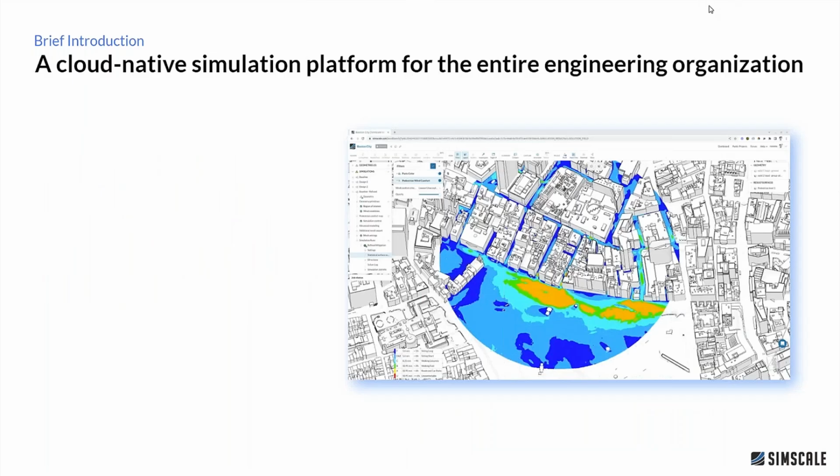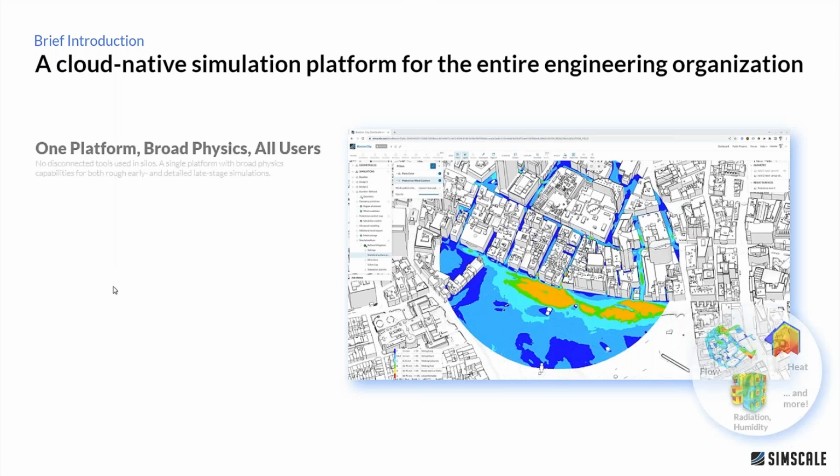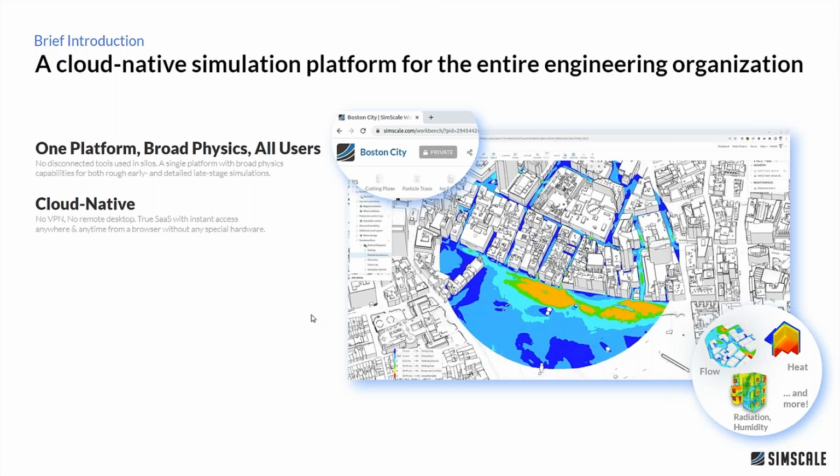What is SimScale? SimScale is a cloud-native simulation platform for the entire engineering organization, right? So what does it do? SimScale, first of all, is a platform that has broad physics. We have flow solutions, heat transfer, structural. You can model effects of radiation, humidity. So really a broad spectrum of physics. At the same time, being cloud native means there's no installation needed, right? We have instant access to the software, to the solution, also to the projects that you might develop together with your peers, with your colleagues.